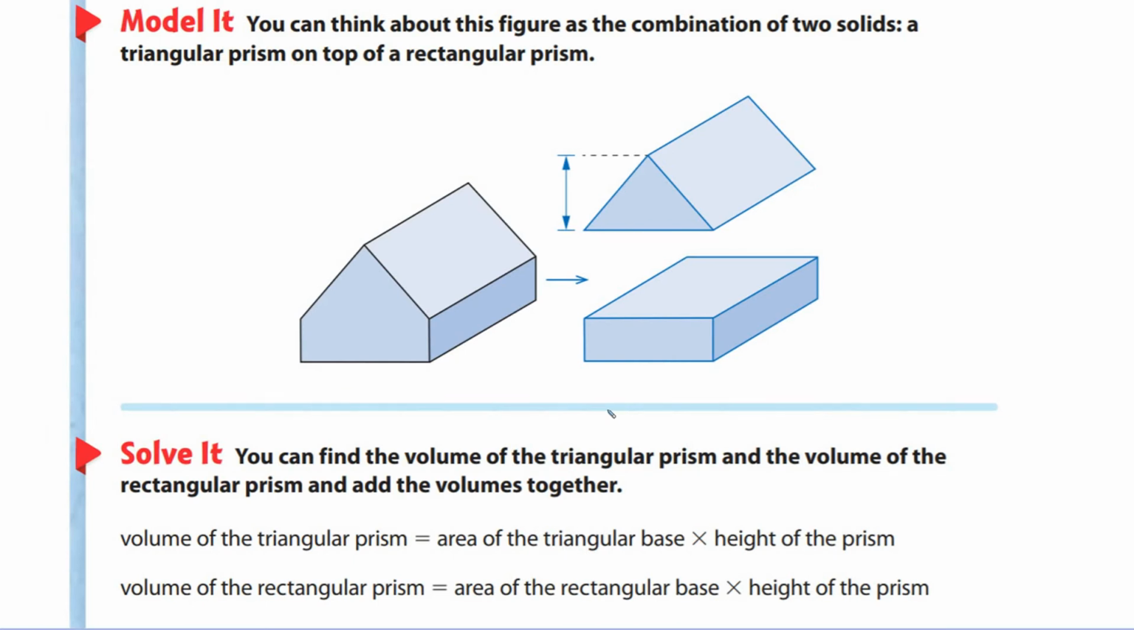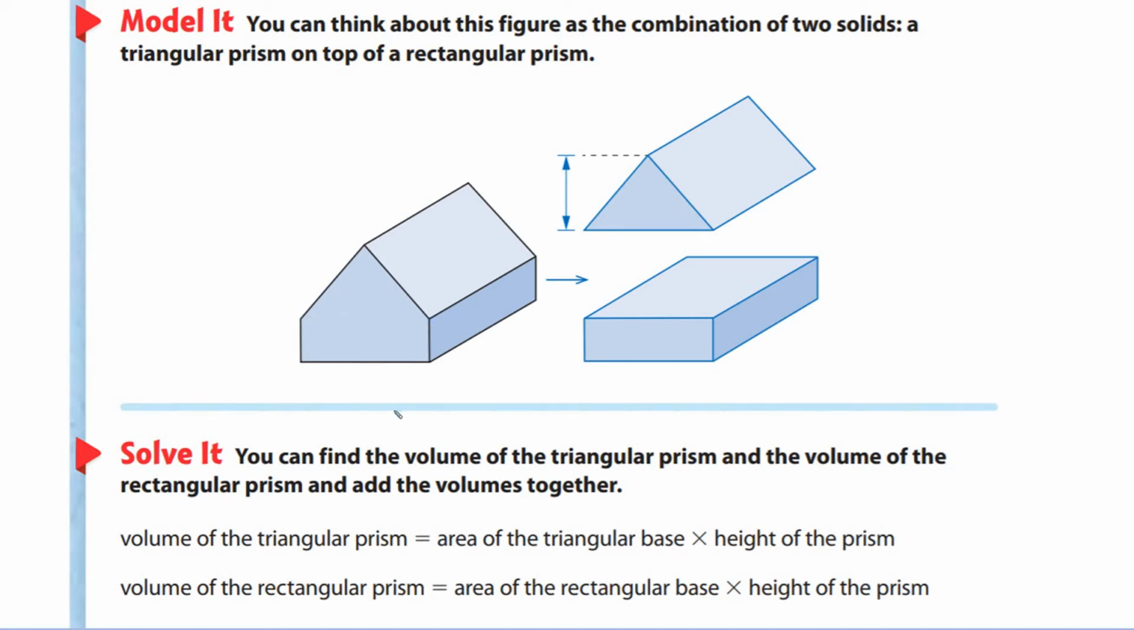Let's model it. You can think about this figure as a combination of two solids, a triangular prism on top of a rectangular prism. See it? This is the tent, triangular prism on top of the rectangular prism. If I just sliced it like that, right?